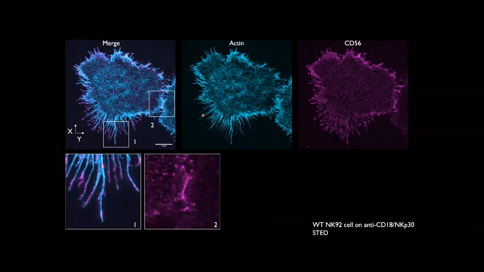We also see it very prominently decorating filopodia. So when we look at these extensions that are coming out from the NK cell here, we can see the presence of CD56, particularly on the filopodia, decorating these. And then notably, we also see it at the point of contact between NK cells and other NK cells, and that's just highlighted here as well.